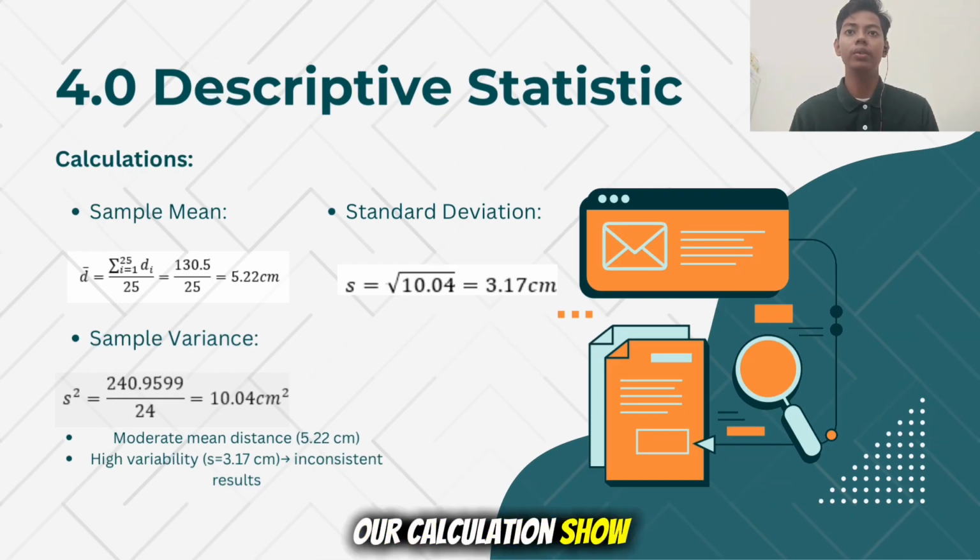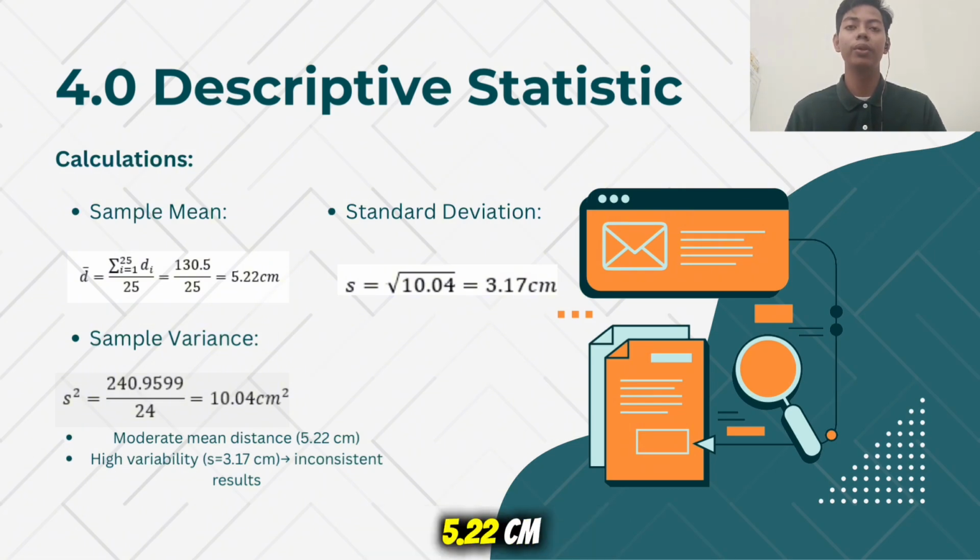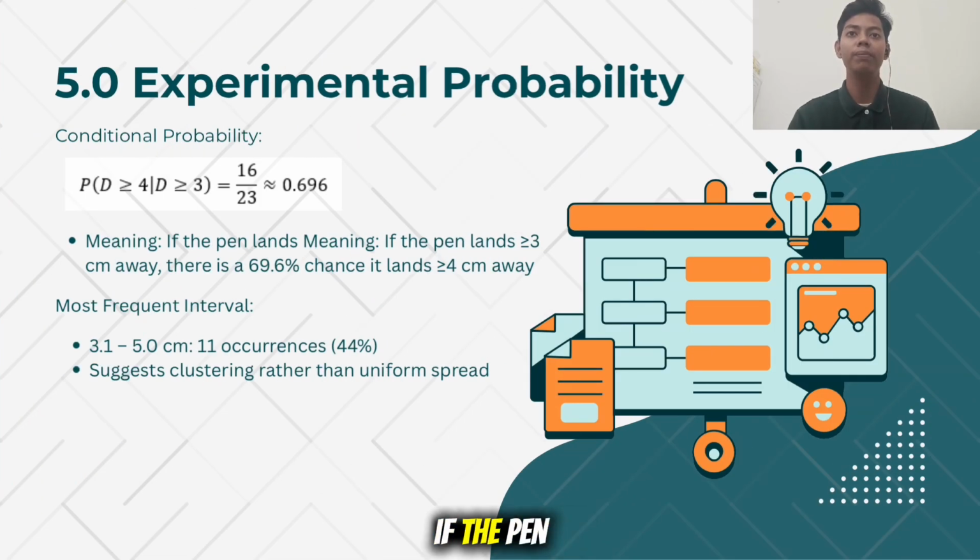Our calculation showed the average distance is 5.22 cm, with a standard deviation of 3.17 cm. This means while the average miss was about 5 cm, the results were quite inconsistent, sometimes very close, sometimes very far. We found that if the pen missed by at least 3 cm, there was a 69.9% chance it actually missed by at least 4 cm. The 3.5 to 5 cm range was most common, occurring 11 times out of the 25.